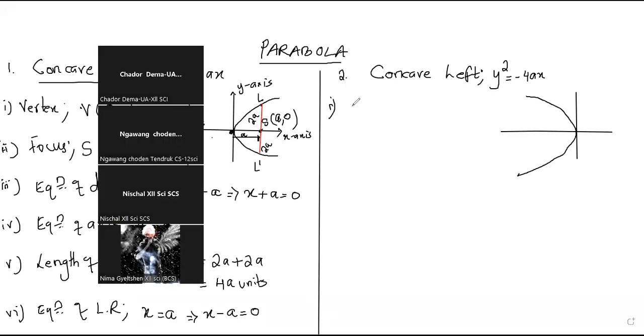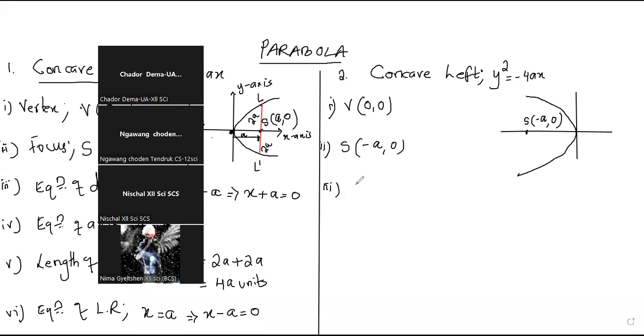Can you tell me the vertex point? Vertex is 0, 0. Okay, number 2, we'll say focus point. Focus here is negative a, 0. That's good. Next one, we will say equation of directrix.